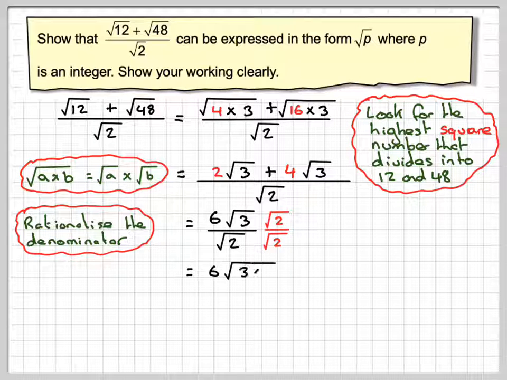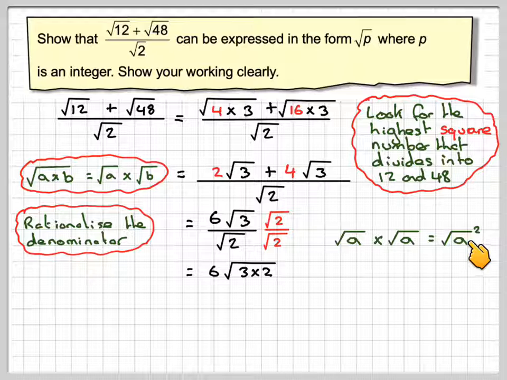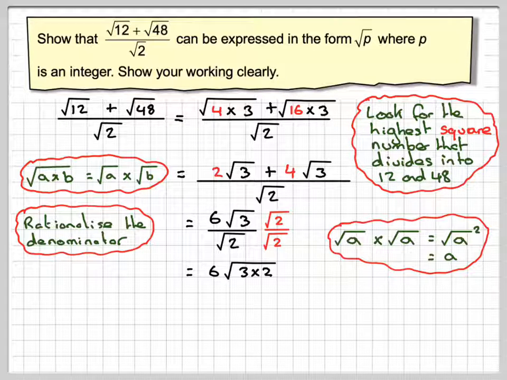Right, so on the top we're going to get 6 times root 3 times root 2, using this rule backwards. And on the bottom, using the idea that root a times root a is the same as root a squared. If you square root something and then square it, you get back to what you started with. Or if you square it and square root it, you get back to what you started with. So that becomes a, so the denominator will just become 2. This is why we multiplied by root 2 top and bottom. So now the 2 will cancel with the 6, so we're left with 3 root 6.